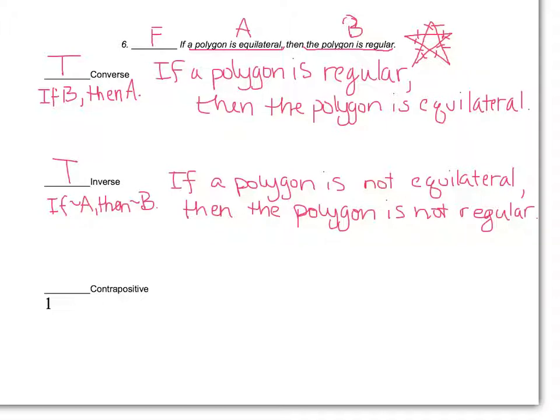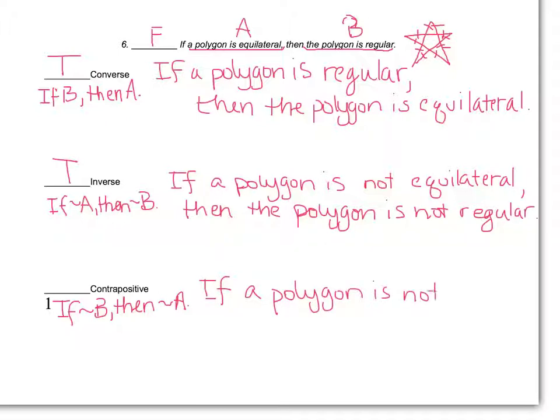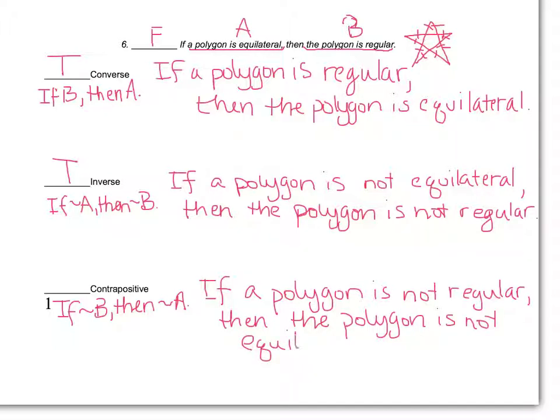Our contrapositive, this is the if not B, then not A. So our contrapositive would be if a polygon is not regular, then the polygon is not equilateral. So this is really just like the first one as well, and that's going to be false, because just because it's not a regular polygon doesn't mean it can't be an equilateral polygon.